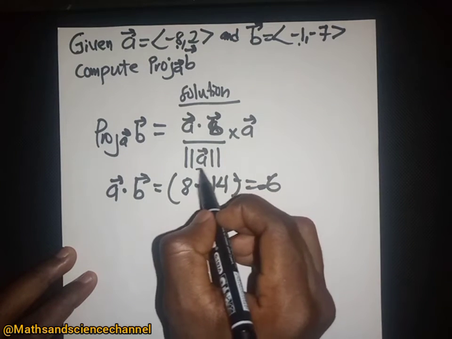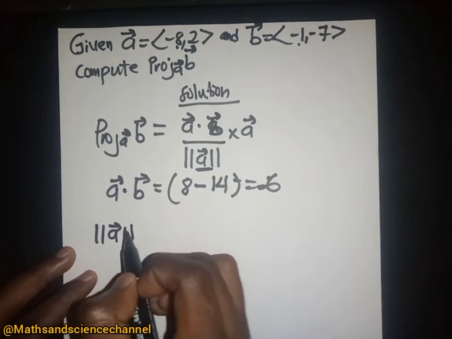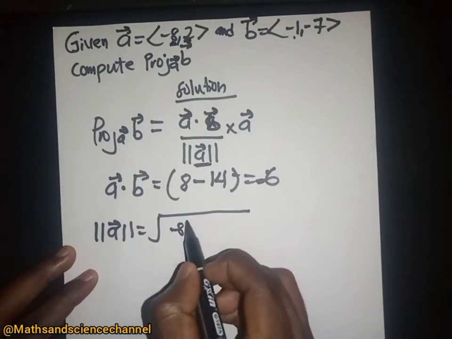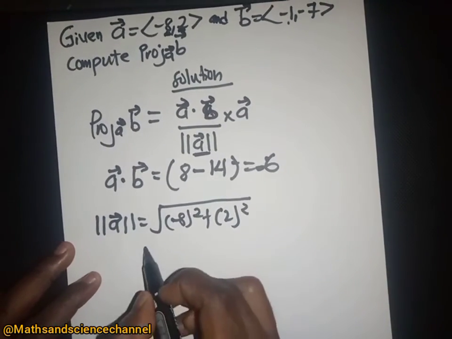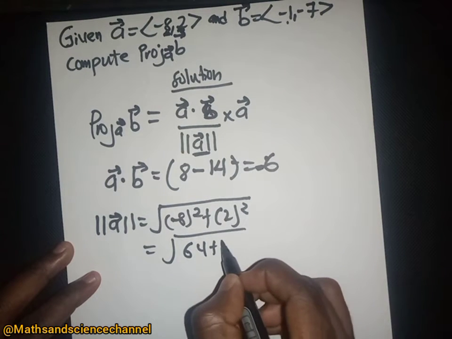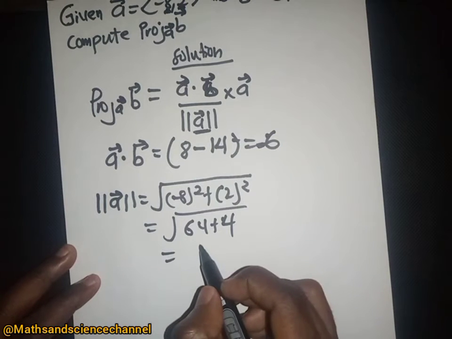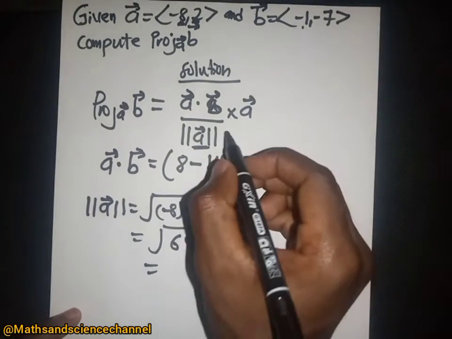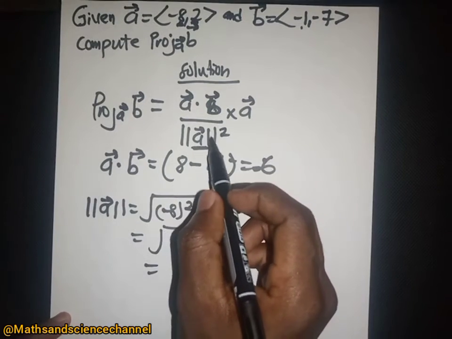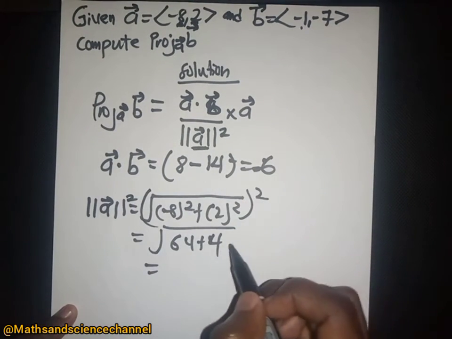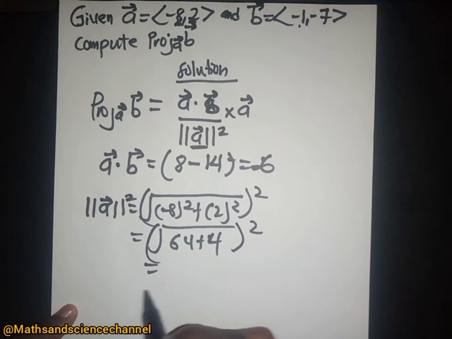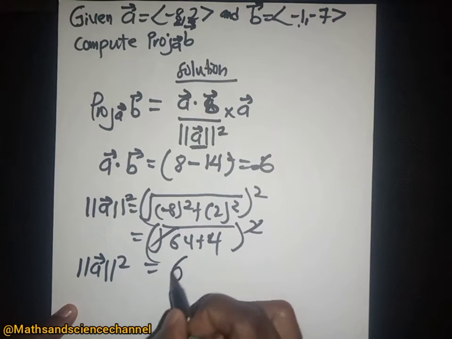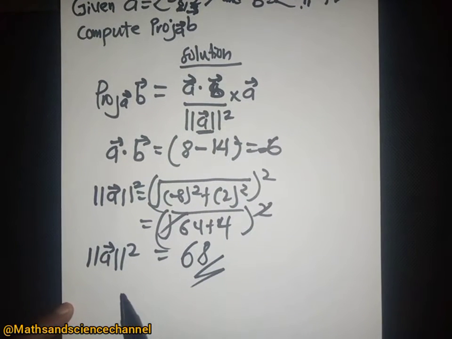But then we also need the magnitude of vector a. The magnitude of vector a is just going to be the square root of negative 8 squared plus 2 squared, which gives us 64 plus 4. But remember, the formula here uses the magnitude of vector a squared. So if we square this side, we get rid of the square root, and we have 68 as the magnitude of vector a squared.